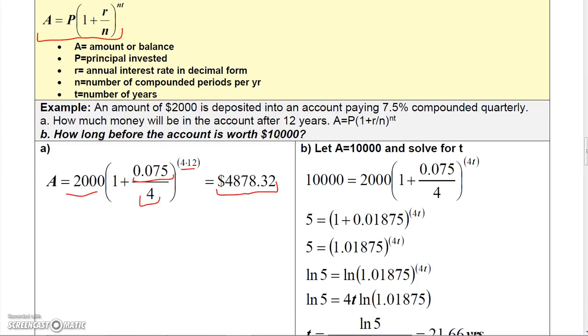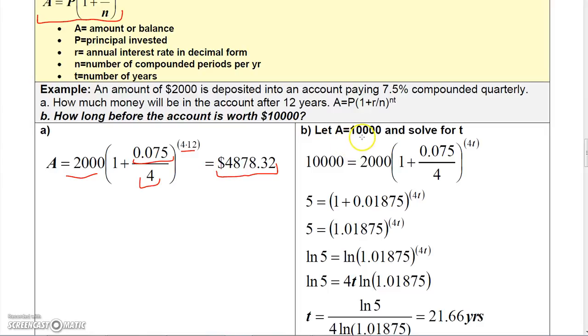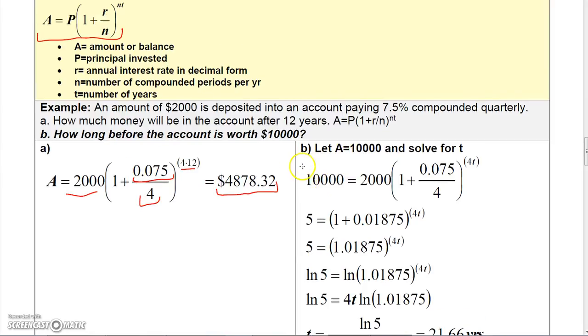Well, the next question says, how long will it take that to grow to 10,000? So what I'm going to do there is I'm going to replace A with 10,000 and solve for t. So I have 10,000 equals 2,000 times 1 plus 0.075 over 4 to the 4t.